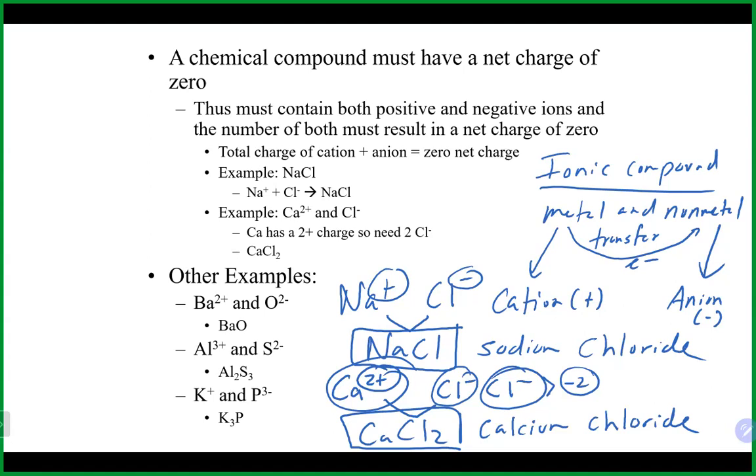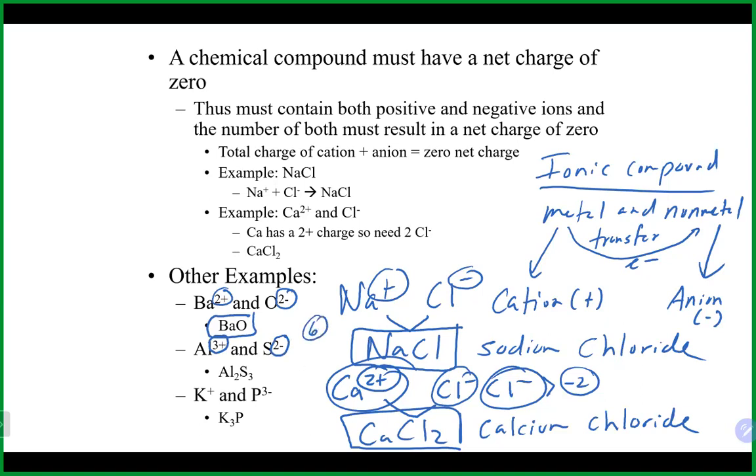Any questions on that? There are also other things to the naming part that we'll talk about. If we look at some other examples here, barium +2, group 2, oxygen group 6, -2. We just need 1 of each. So just BaO. Here, aluminum, which is group 3, has a +3. Sulfur, which is group 6, has a -2. So the common number there is 6.